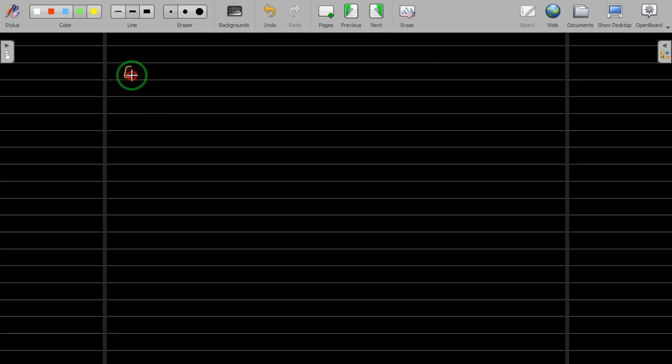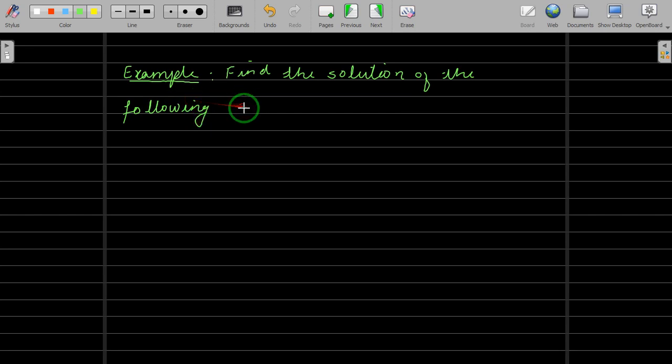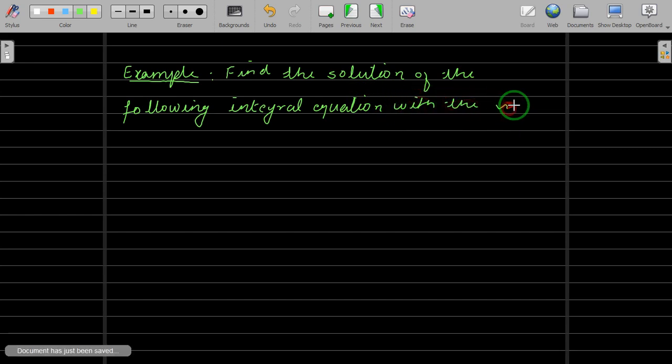For the first example, find the solution of the following integral equation with the help of the resolvent kernel, because in future we will see lots of different methods to solve integral equations.